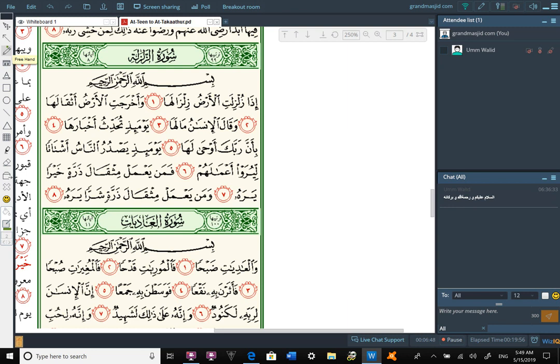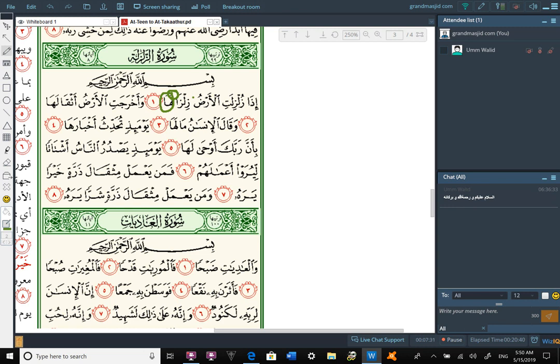زِلْزَالَهَا. Zilzal or zilzala here is called maf'ulun mutlaq. It is a way of emphasizing what is taking place here, as far as this zilzala. So when the earth is shaken, a tremendous shaking. Zilzalaha. And then this ha refers to the earth. When the earth is shaken or caused to shake, it's tremendous shaking.